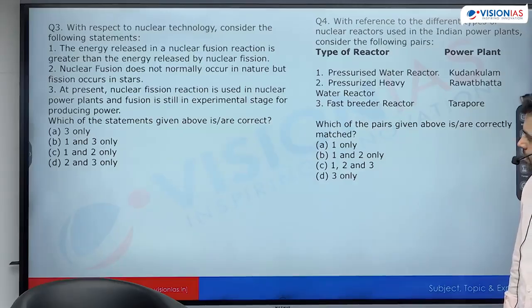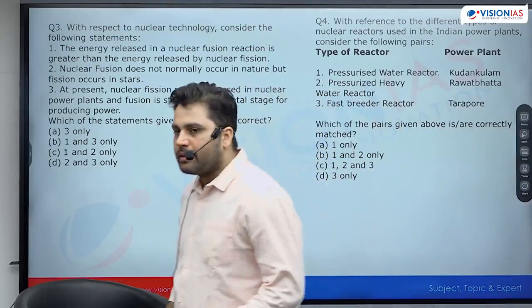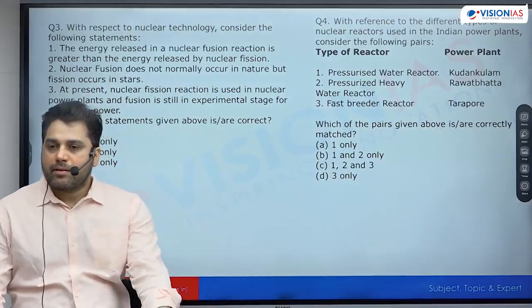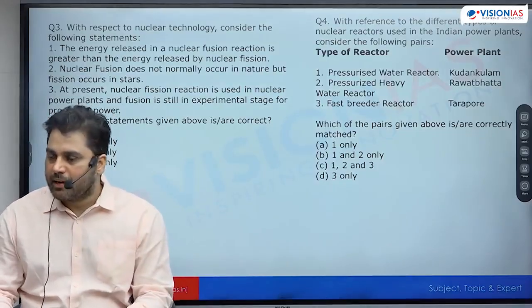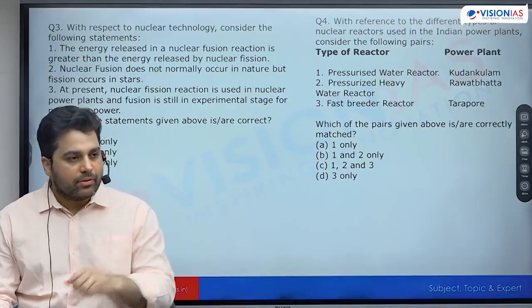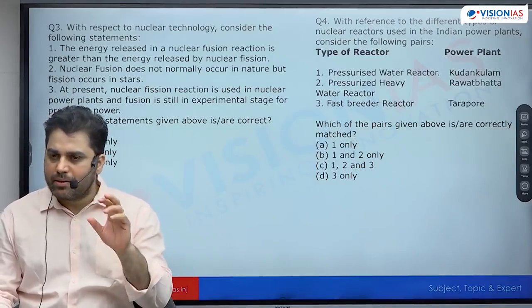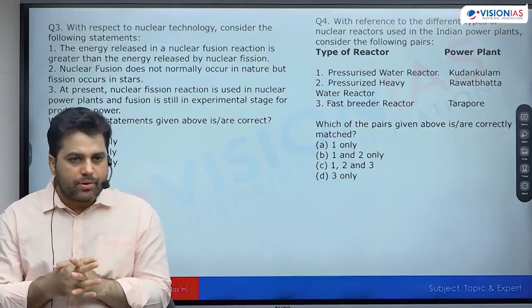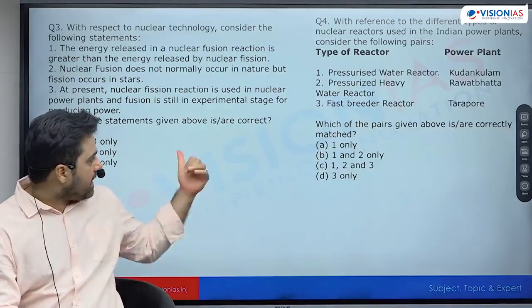At present, nuclear fission reaction is used in nuclear power plant. Fusion is still in experimental stages for producing power. That is true even with the news which I talked about in the last class, that there has been a net energy gain at Lawrence Lab, California. Even with that news, third statement is true, because what has happened has occurred on a very smaller scale. Our goal here is to scale it up to produce power for, let's say, entire city. So third statement, that is true.